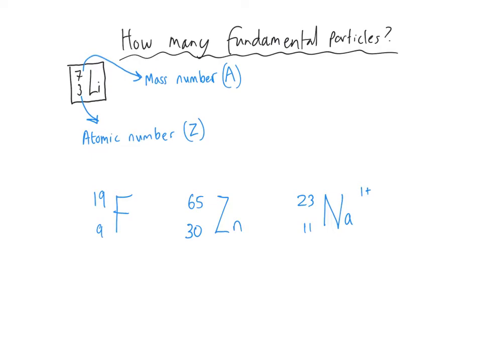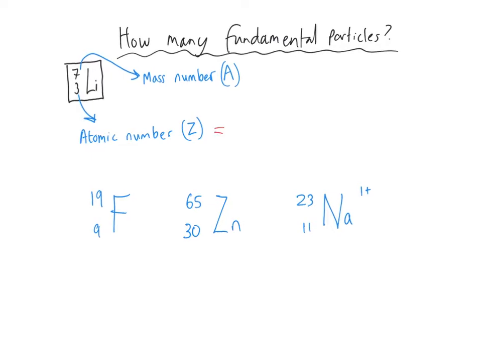Now the atomic number is the number of protons in an atom, and the mass number is the number of nucleons. That means the number of things in the nucleus, and so it is the number of protons plus the number of neutrons. So it's the sum of those two values.